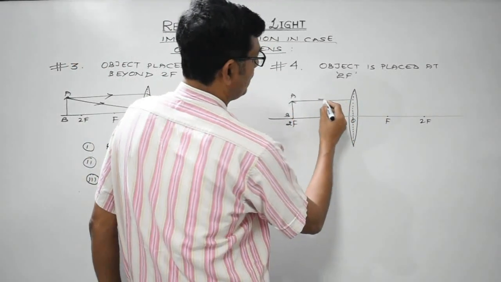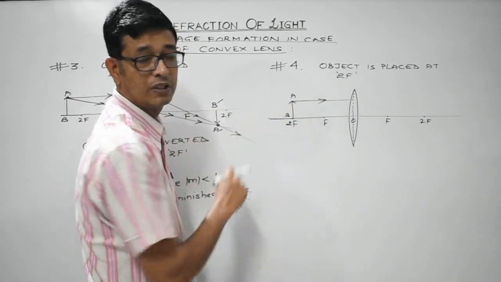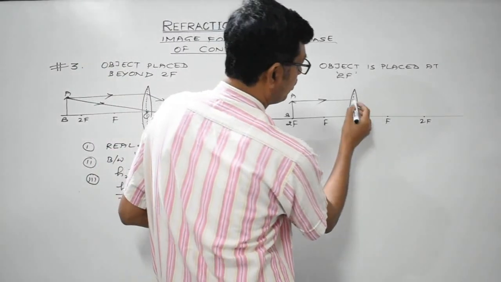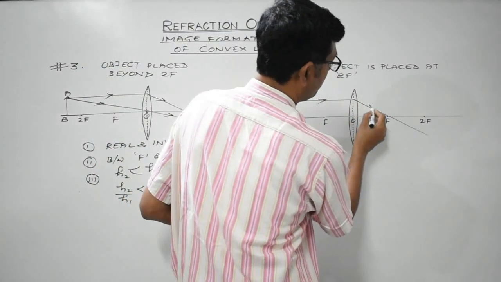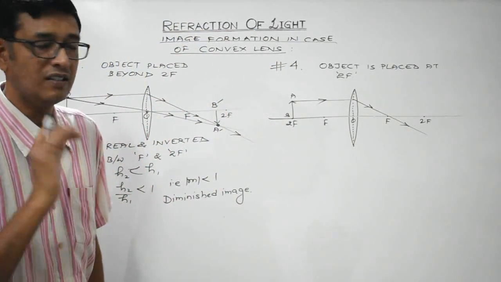Ray parallel to the principal axis. It is the incident ray coming from the object and is parallel to the principal axis. After refraction, it will pass through the focus, like this. It will pass through the focus. It's clear, students? This is rule number 1.